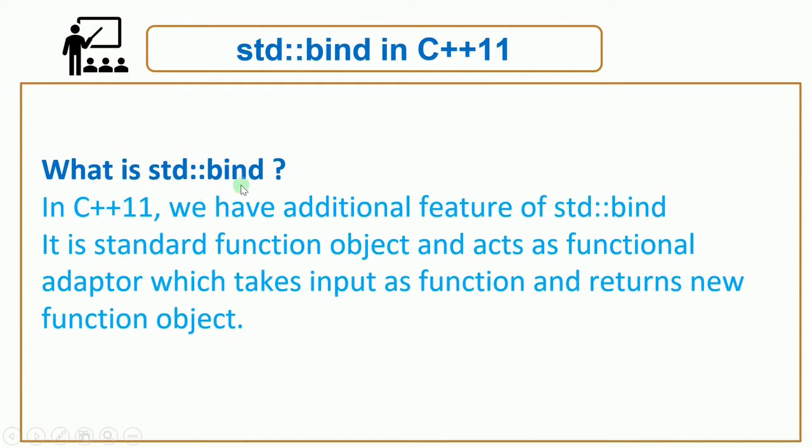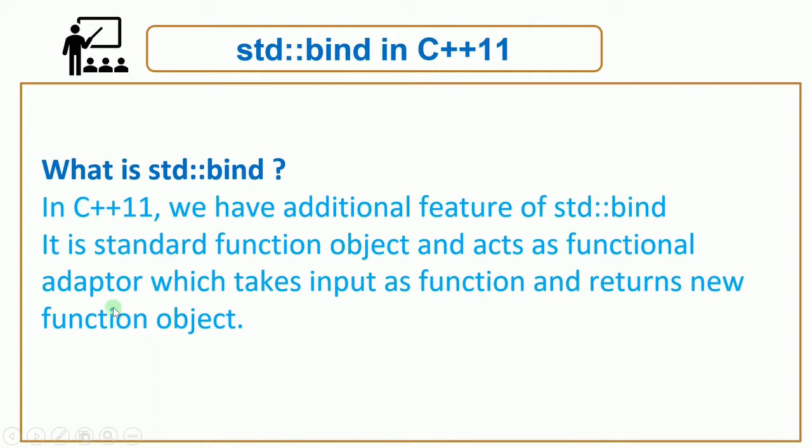What is this bind? You can see here we have used std scope resolution bind. std represents standard, so this bind is defined in the namespace std. That is the reason we have to give this scope resolution while using bind, or you can simply write using namespace std; and then you can use bind.